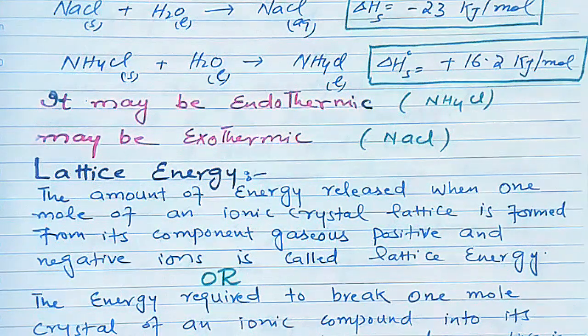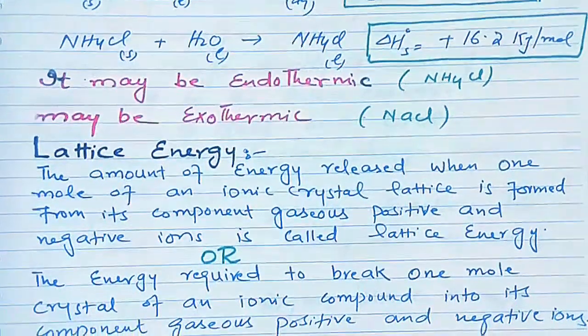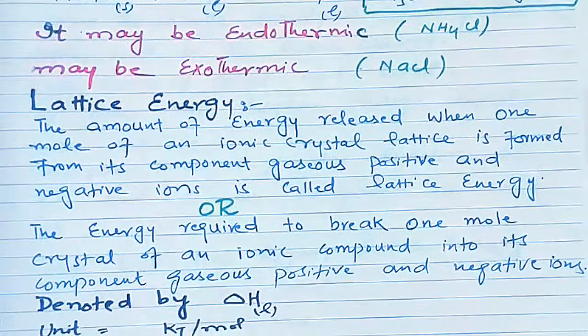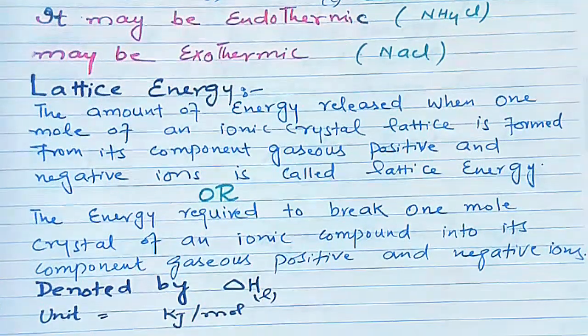It is the amount of energy released when 1 mole of an ionic crystal lattice is formed from its components, gaseous positive and negative ions, or it may be defined as the amount of energy required to break 1 mole of crystal of an ionic compound into its components, gaseous positive and negative ions.